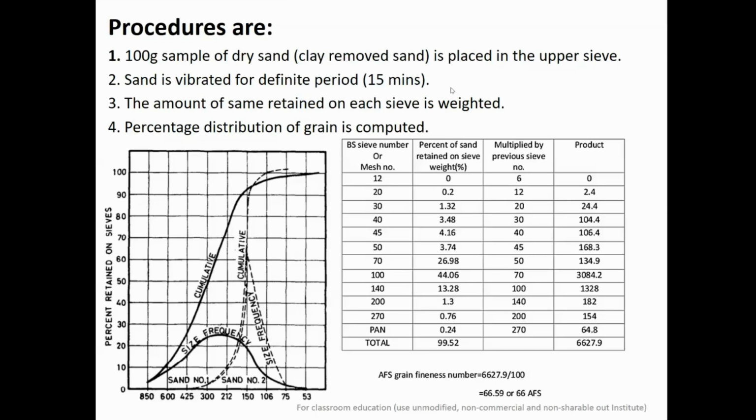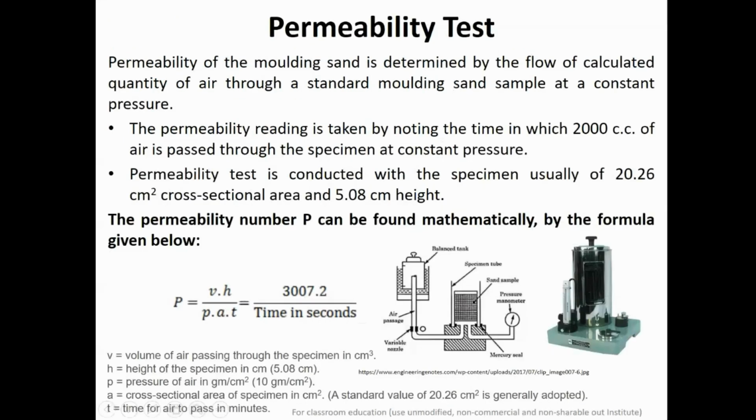So after this, another important property we have already discussed is permeability. The permeability of the molding sand is determined by the flow of a calculated quantity of air through a standard molding sand sample at a constant pressure. So permeability, we have already studied its effects.